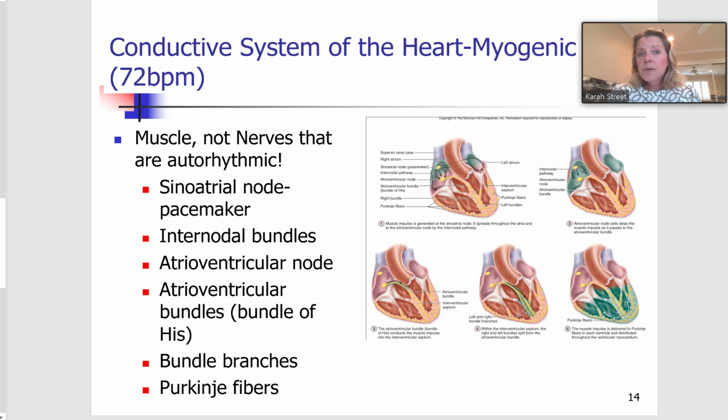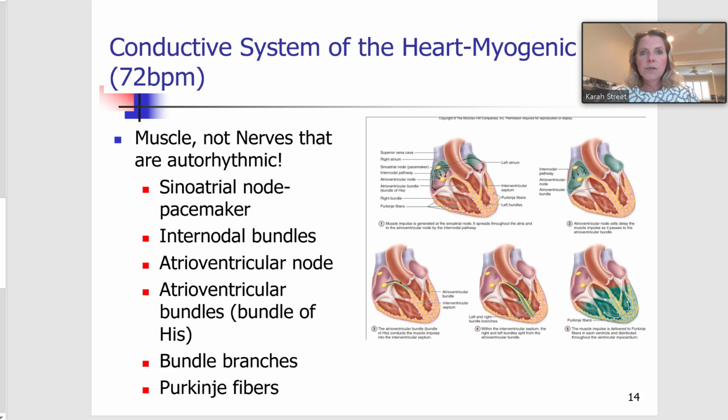How are they able to do this on their own without a nerve innervating them? It's gene expression. They express different types of potassium leak channels and sodium leak channels and calcium leak channels.